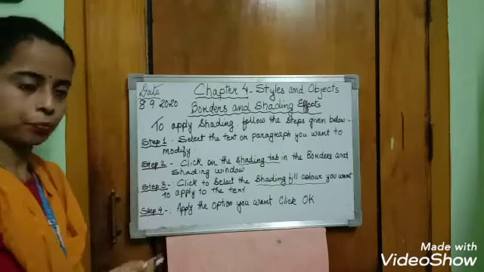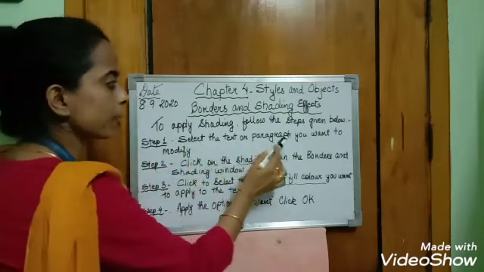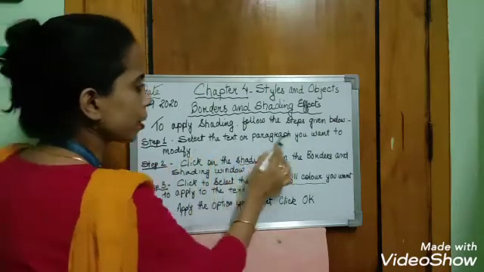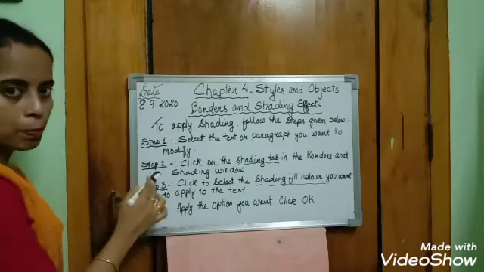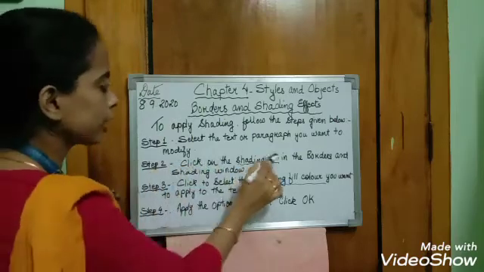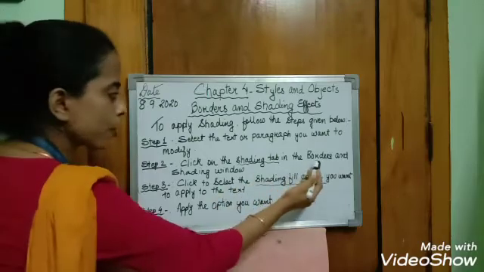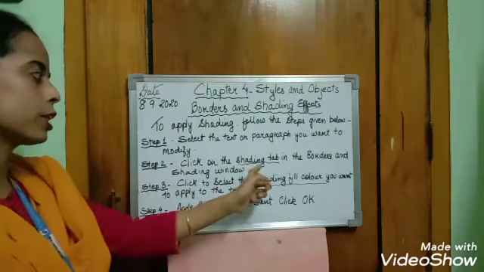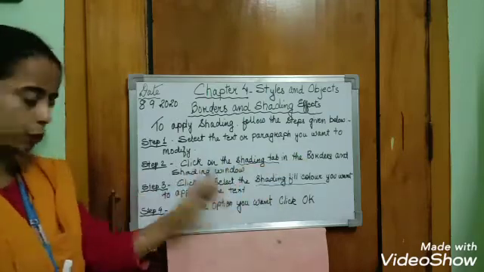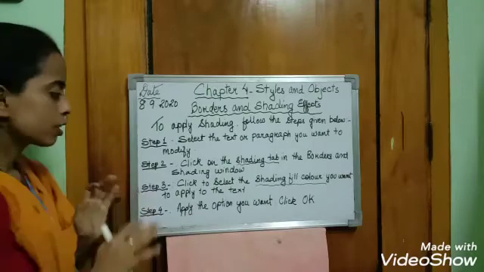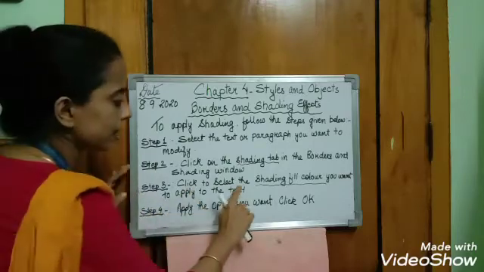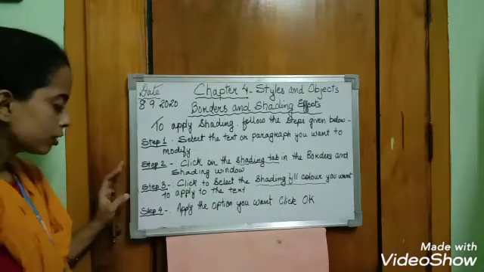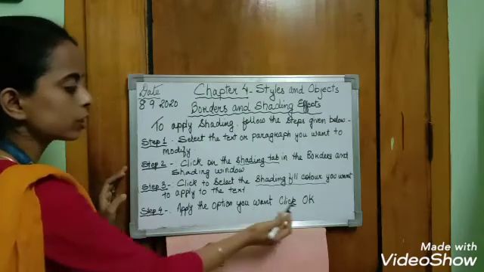Step number 1, select the text or a paragraph you want to modify. First what you will do? Select the text or a paragraph you want to modify. Step number 2, click on the Shading tab in the Borders and Shading window. So step number 2 is what? Click on the Shading tab in the Borders and Shading window. Step number 3, after that what you have to do? Click to select the shading fill color you want to apply to the text. Step 4, apply the option you want. Click OK.